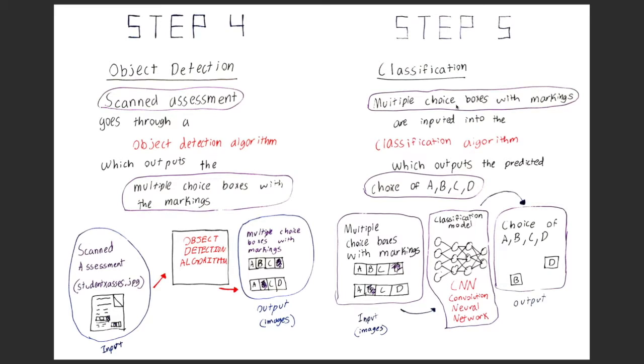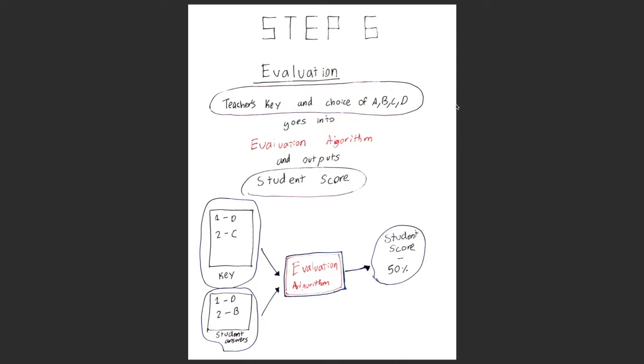Step 4. The pictures of the assessment go through an object detection function to detect the multiple choice boxes with markings. These multiple choice boxes with markings then go into a classification model, and this classification model predicts what answer was shaded. After that, the evaluation algorithm uses the predicted answers and compares it to the answer key and gives a predicted score. That was my first envisionment of this project.